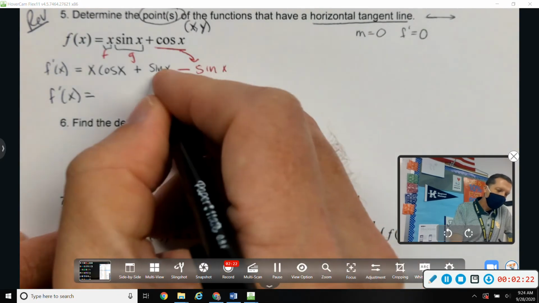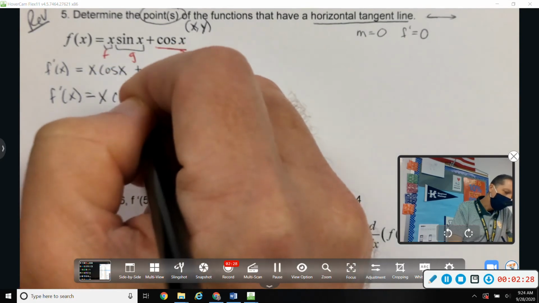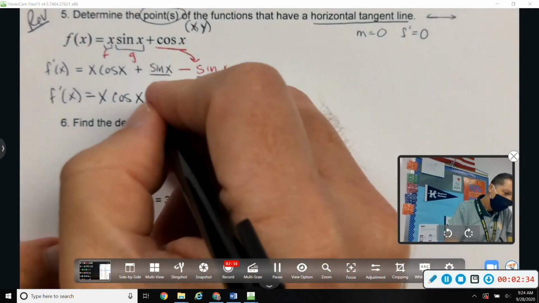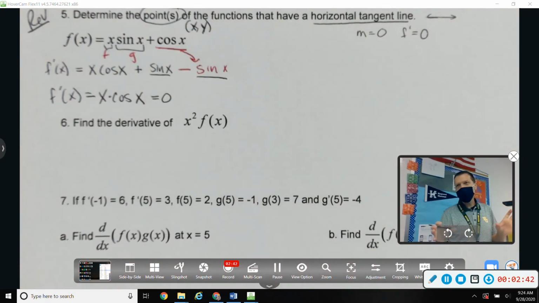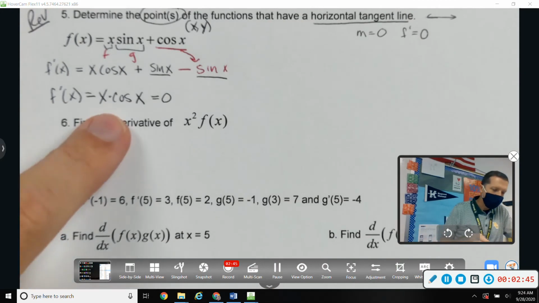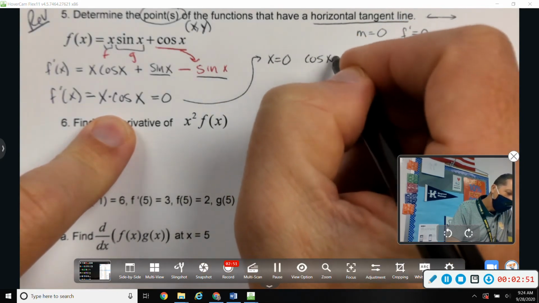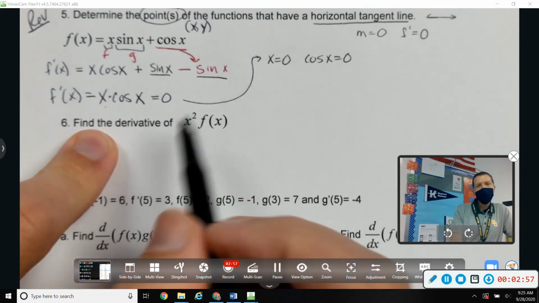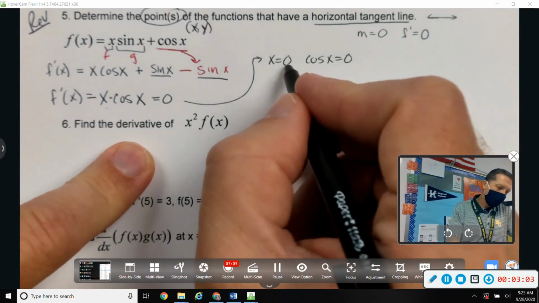This one, kind of a rigged problem here because the sine x's cancel out. And so our derivative is just x cosine x. And we want to know where that's equal to 0. So if we think about factoring, when we set the factors equal to 0, this is not what factoring usually looks like, but that same thought process is there. We'll set both of the factors equal to 0. Because if x is 0, that makes the whole thing 0. And if cosine of x is 0, that makes the whole thing 0. So x equals 0 is one of my answers.